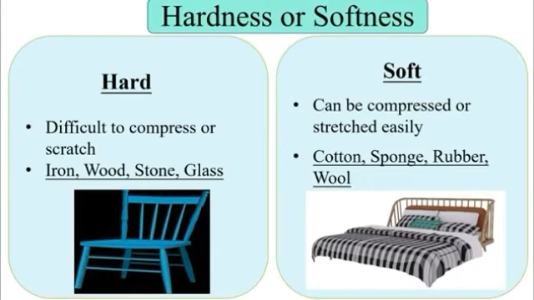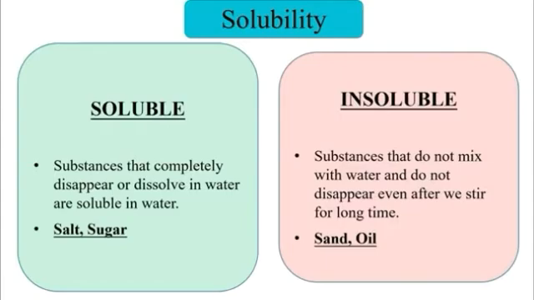So substances that completely disappear or dissolve in water are soluble in water, okay, as you can see here, for example, salt and sugar. Whereas substances that do not mix with water and do not disappear even after we stir for a long time, for example, sand and soil, are considered insoluble. So now here we have a list of materials that are soluble and insoluble in water.